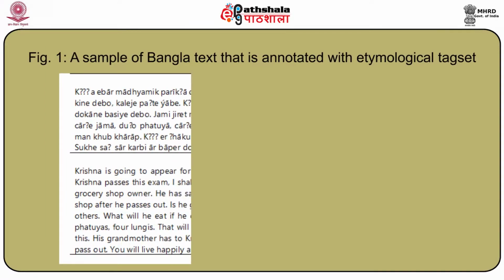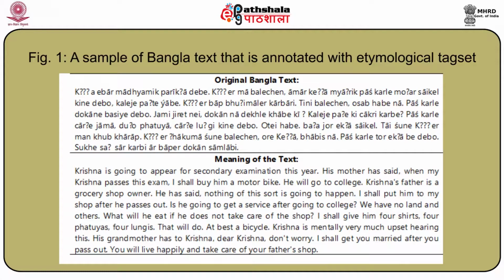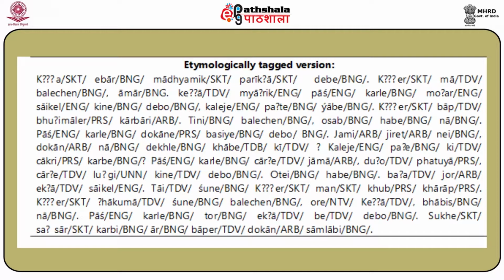Now, the process of etymological annotation. What are the strategies we followed for tagging and annotating? I can give an example here. If you look at the text given in figure number 1, there is a full-fledged Bangla text having more than 10 brief sentences and the meaning of the sentences, and the next part shows how the entire text is annotated at the etymological level. This is a sample only, taken from the Bangla corpus. We are not giving the full details of it, but it gives you some idea of how a particular text can be annotated at the etymological level.